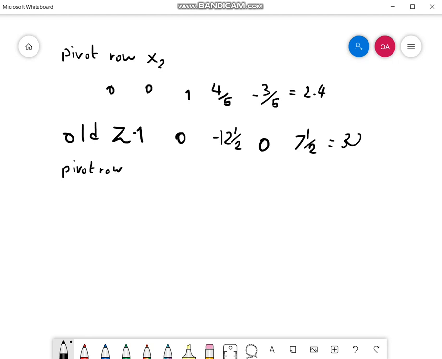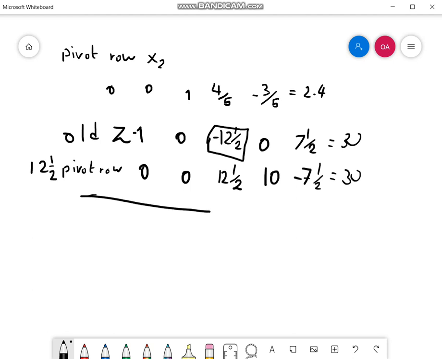To nullify this guy, I will multiply it by 12.5 or minus 12.5, then subtract them from each other. But regardless, the easiest way is just to add them together. So this is going to be 0, again 0, 12.5, this is going to be 10, this will be minus 7.5, equal to 30. Then just sum them. So we have here the new z, which is equal to 1, 0, 0, 10, 0, which is equal to 60.